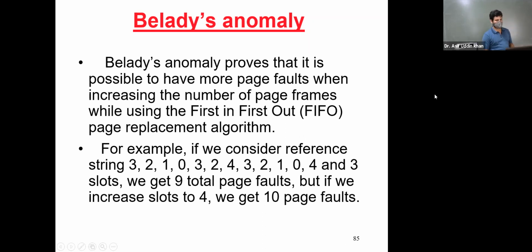Do it fast. Check whether this is correct or not. In case of 3 it is 9, in case of 4 it is 10. Check.